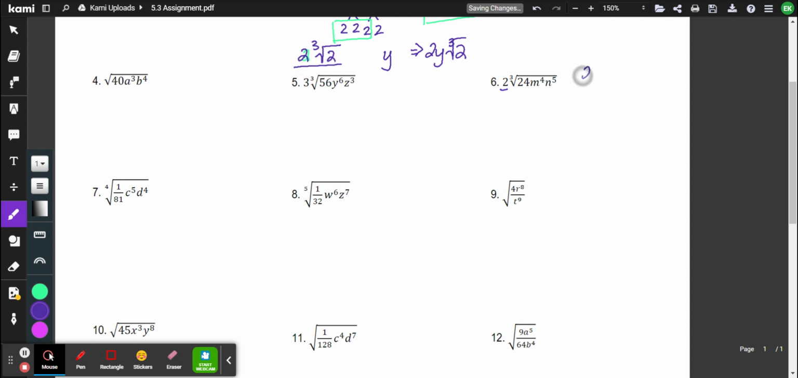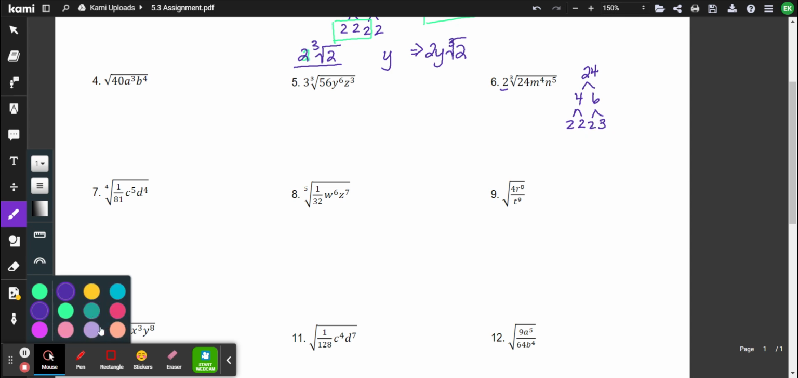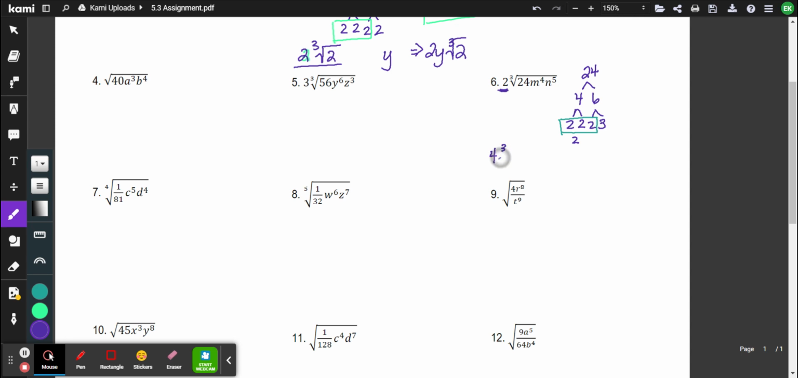So I'm going to start with 24, and I'm going to make a factor tree. I'm going to go 4 times 6, 2 times 2, 2 times 3, and then, of course, I've got my group of 3 here. So I've got that 2 that comes outside, and I'm actually going to multiply this 2 by the 2 that's already here, and I'm going to have a 4. That's where that comes in. And then I'm left with a 3 on the inside, okay? So that's the numbers. That was the 24.